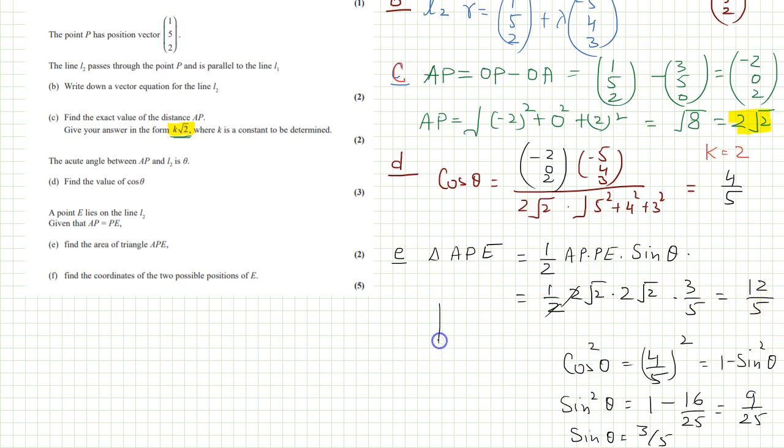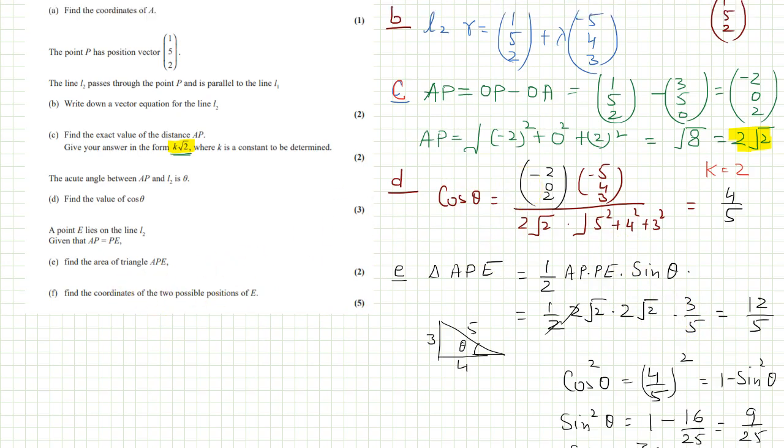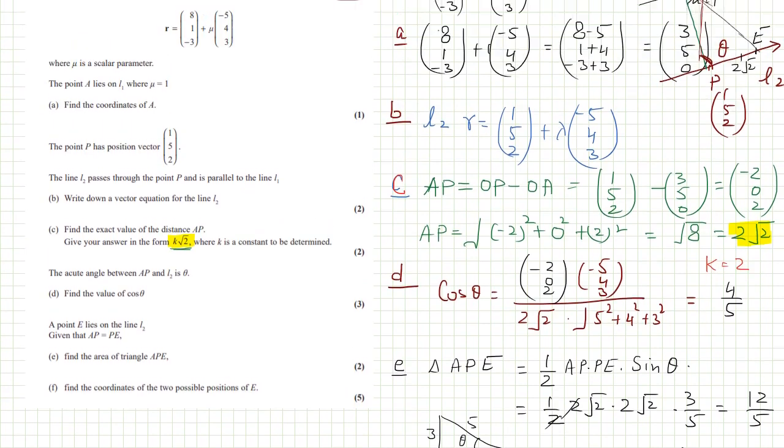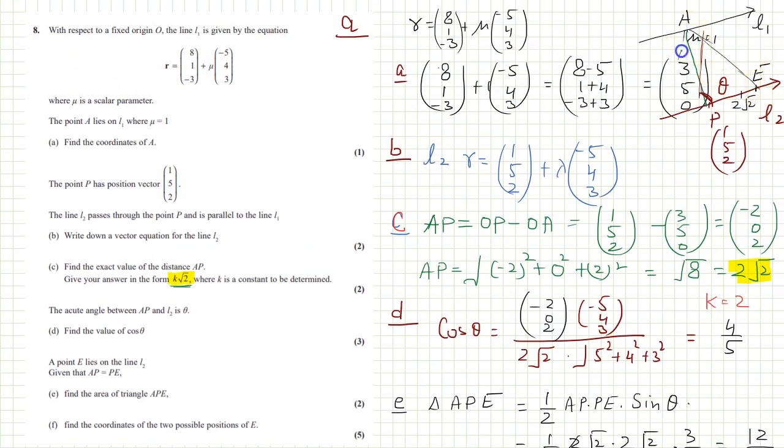You can also calculate in this way if this is theta. So cos theta is 4/5. This is 5, this is 4, so this is 3. So sin theta is 3/5. Now you have to find the coordinate of two possible values. You find it yourself. This is easy. So E can be here and E can be there, there are two places. So you have to find the coordinate of place E. Try it yourself. If you find any problem, definitely I'll post it.